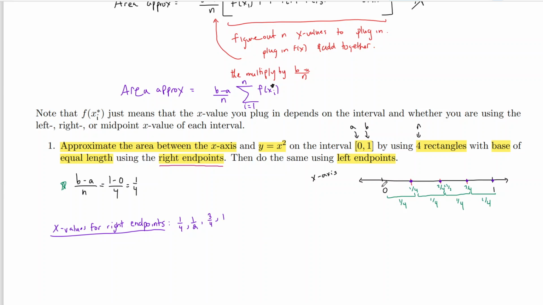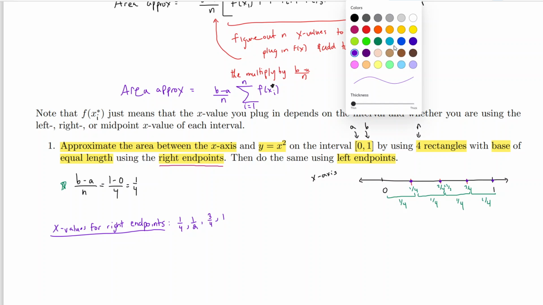It's always helpful to think of right direction-wise, but it's always the bigger one as well. It doesn't mean that your answer is going to be bigger for right endpoints compared to left. All it means is that you're plugging in the right one, the one further down with bigger x values.